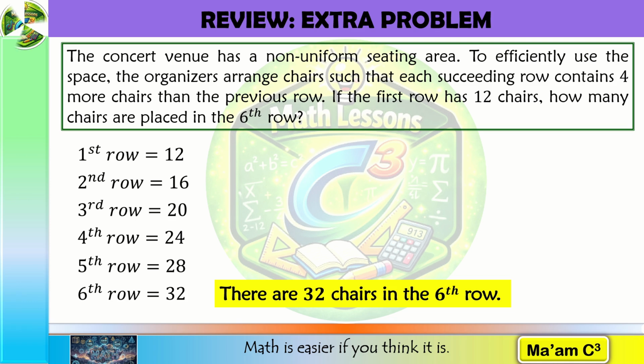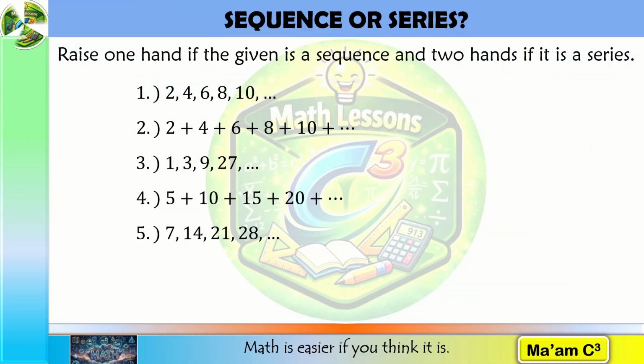Now, let's start with an activity: sequence or series. Raise one hand if the given is a sequence, and two hands if it is a series. Number 1, 2, 4, 6, 8, 10. This is one hand. Number 2, 2 plus 4 plus 6 plus 8 plus 10 plus so on. This is two hands. Number 3, 1, 3, 9, 27. This is one hand. Number 4, 5 plus 10 plus 15 plus 20 and so on. This is two hands.